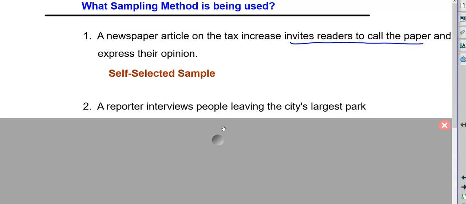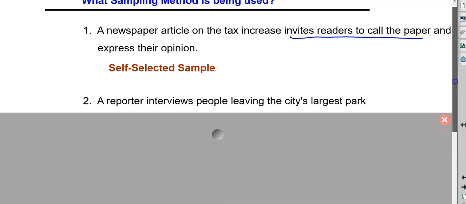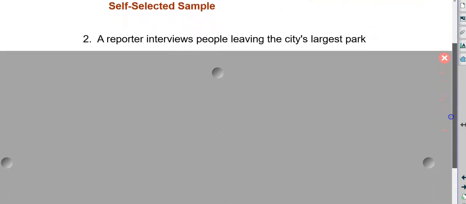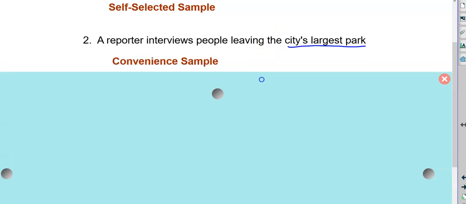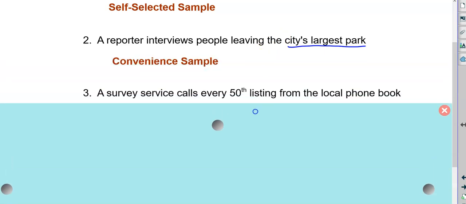Interviews people leaving the city's largest park. That seems like a pretty lazy way to do things. I have concerns that it's at the park. That might mean people who are more athletic, or I don't know, it depends what you're studying actually. That's a convenient sample for sure.